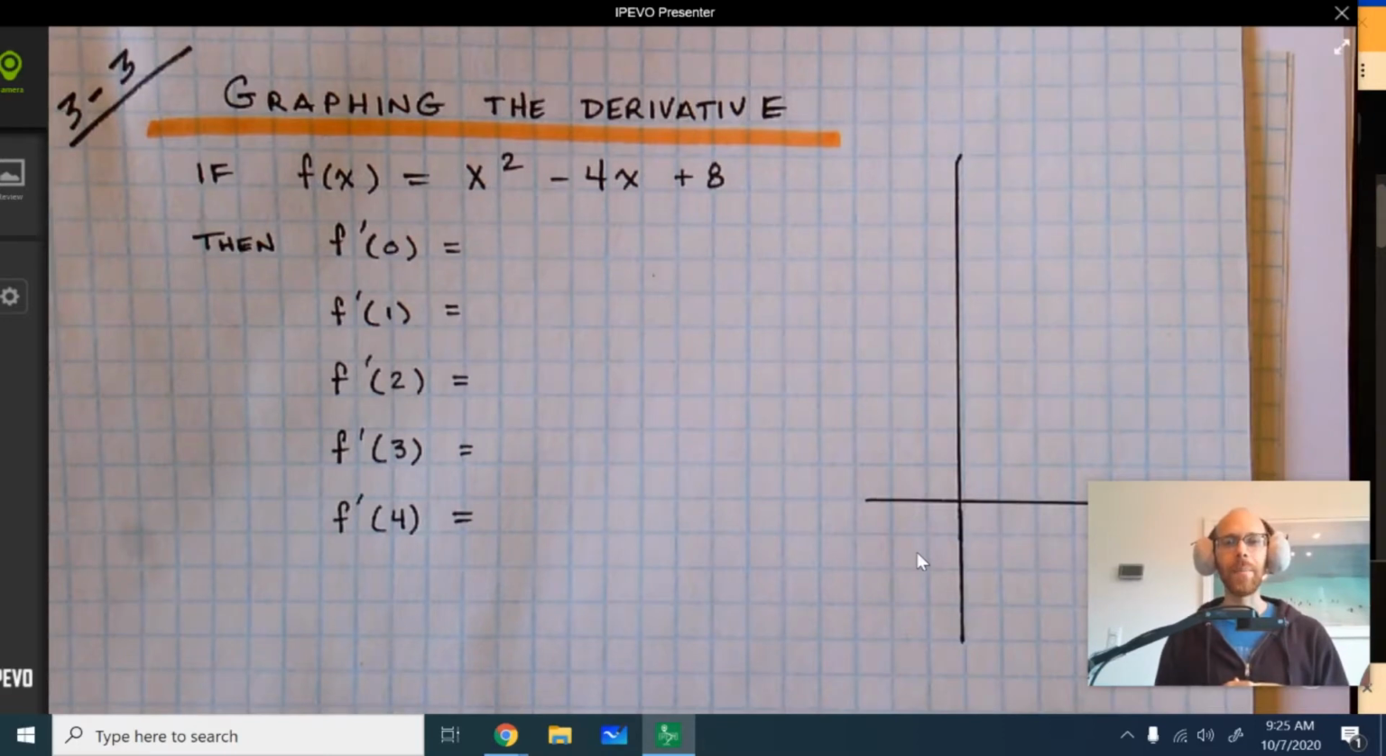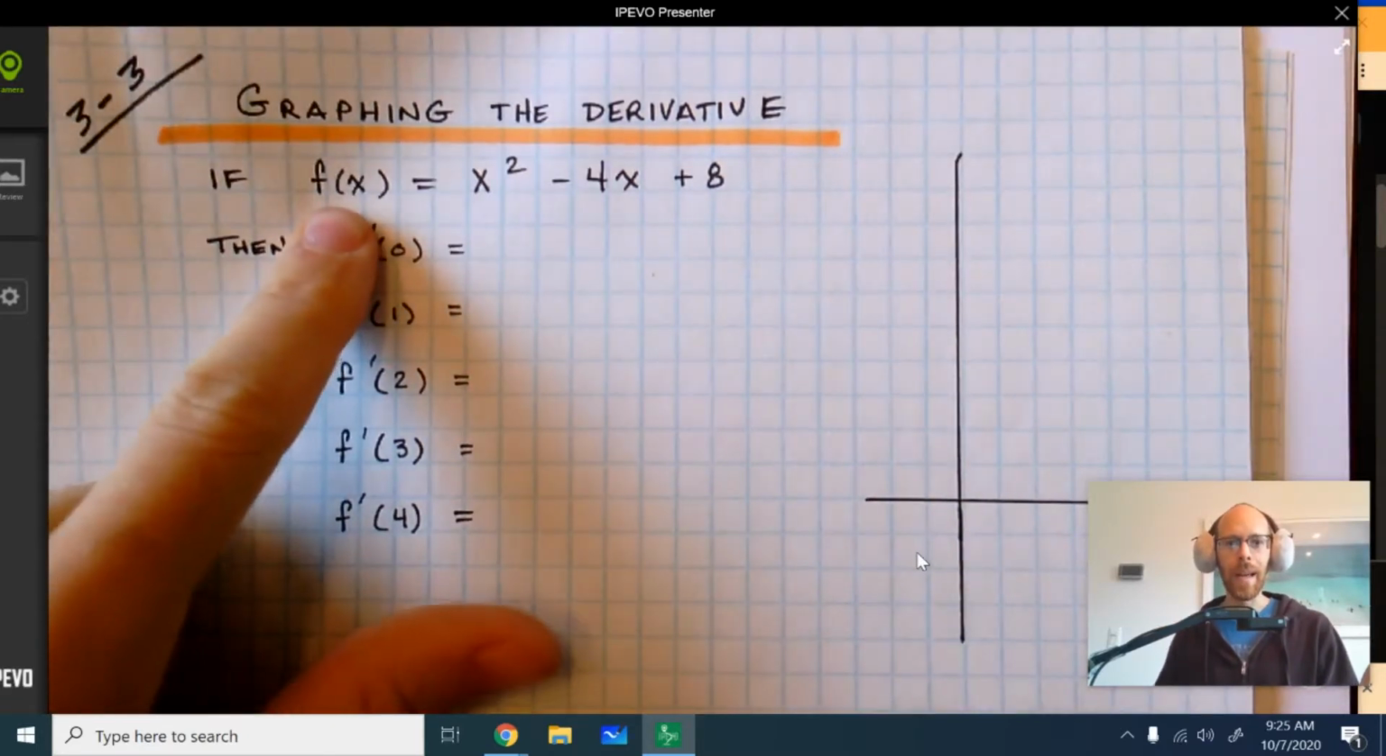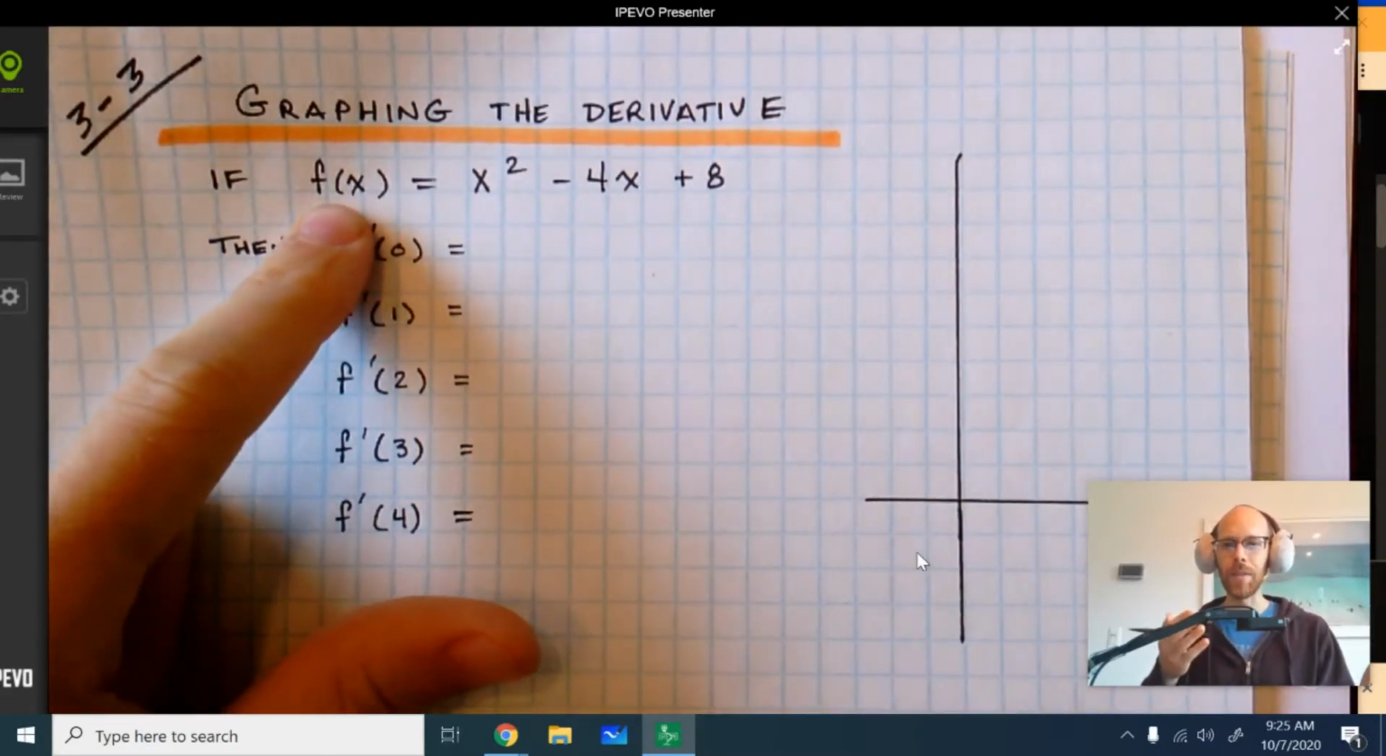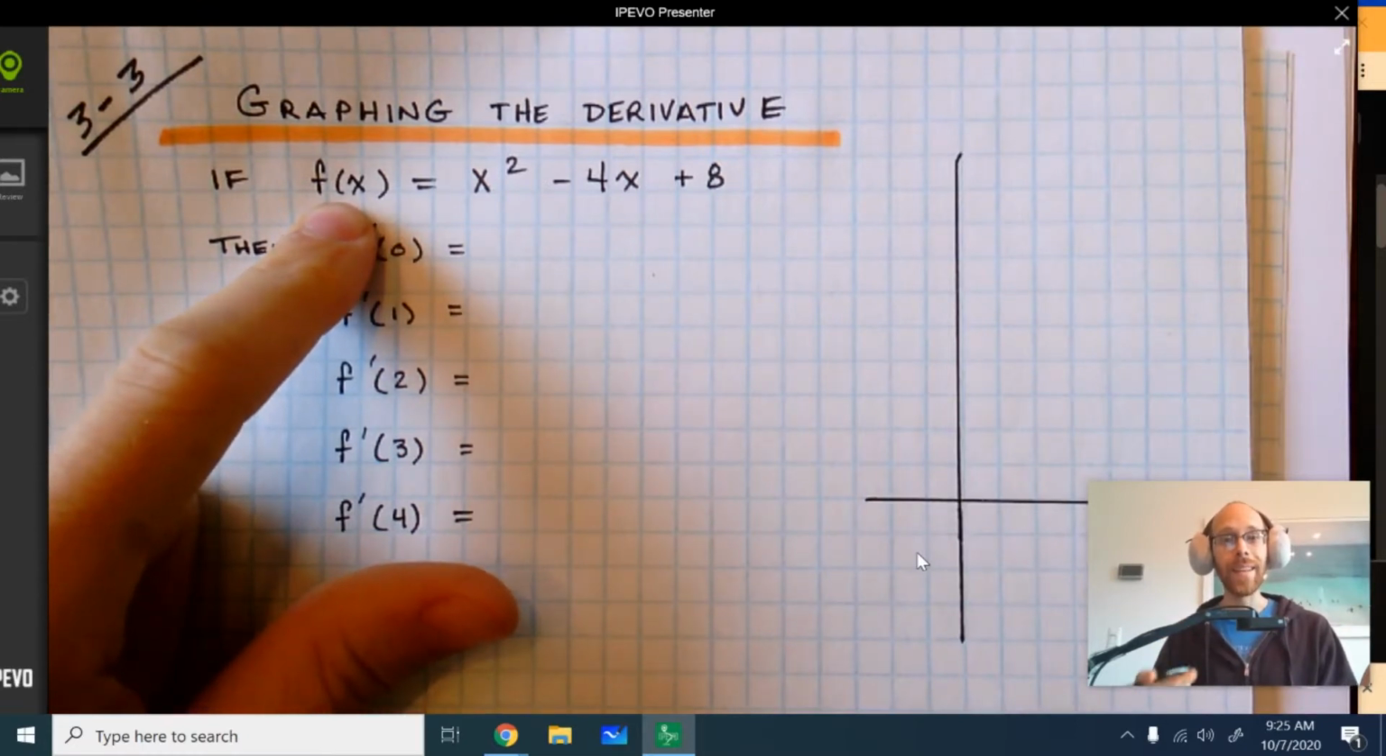Today we're going to be talking about graphing the derivative. The big idea for today is you want to have a function and you want to be able to figure out what the value of the derivative would be at lots of different points. If you can do that, then you can graph the derivative.